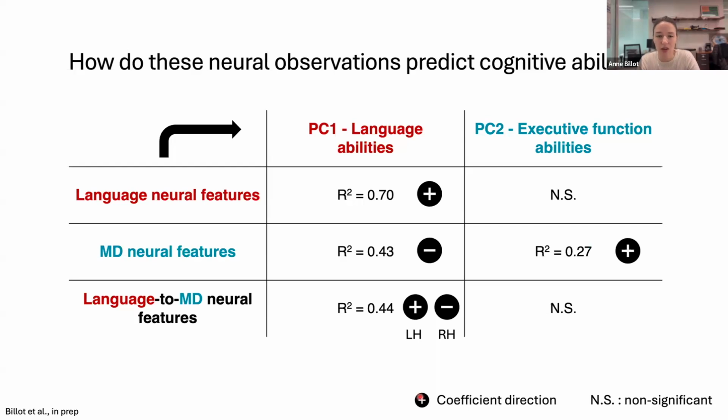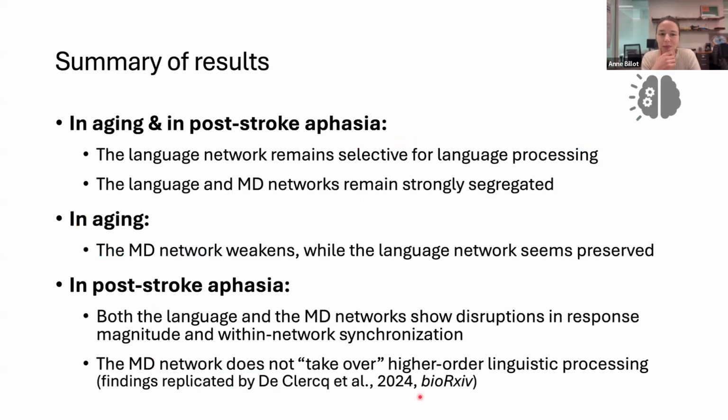And in contrast, only multiple domain network features predicted executive function abilities, which is pretty consistent. So to summarize these two studies, we found that in aging and in post-stroke aphasia, the language network remains selective for language processing, and the language and multiple domain networks remain strongly segregated.